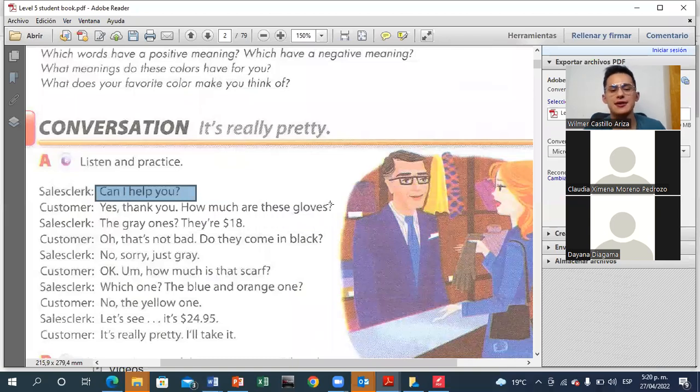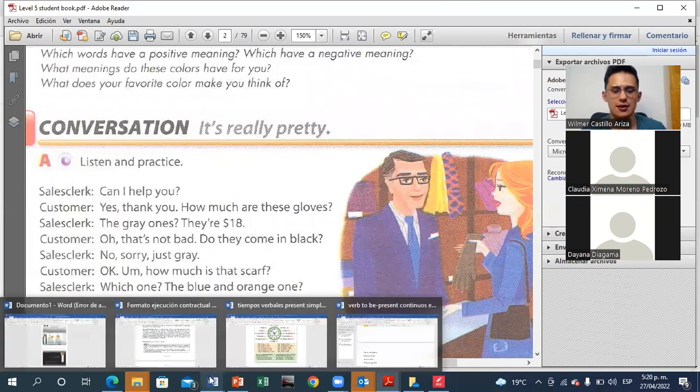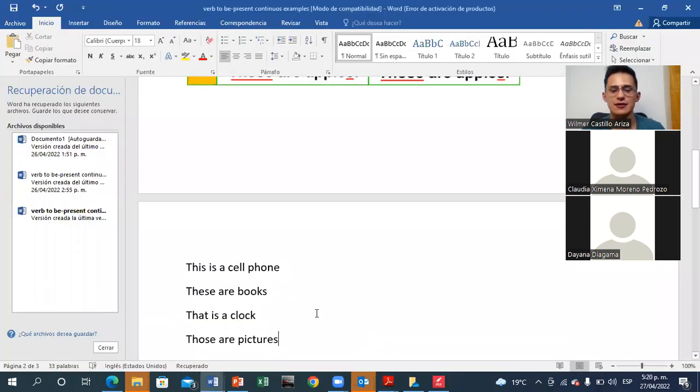How much are these gloves? ¿Qué creen que significa este how much are these gloves? Profe, ¿te puedo hacer una pregunta? A ver, cuéntame. ¿El how much casi siempre es cuánto? ¿O también se puede utilizar para otras cosas? Sí, tiene. Profe, ¿cuánto cuestan los guantes? Exacto, ¿cuánto cuestan esos guantes?